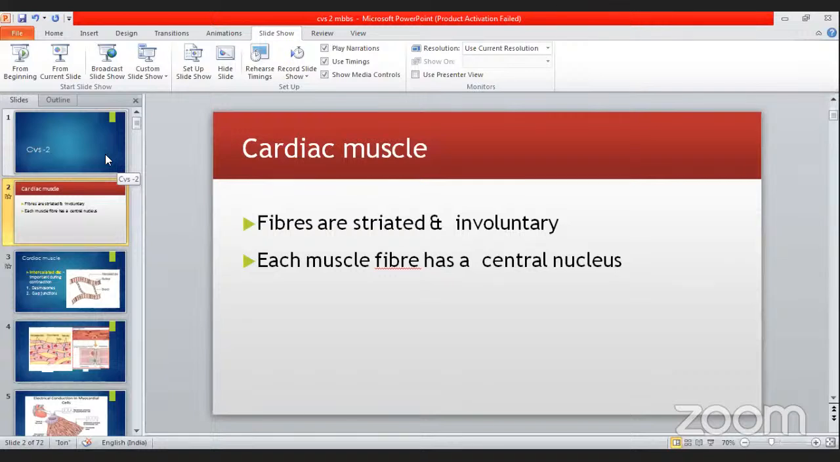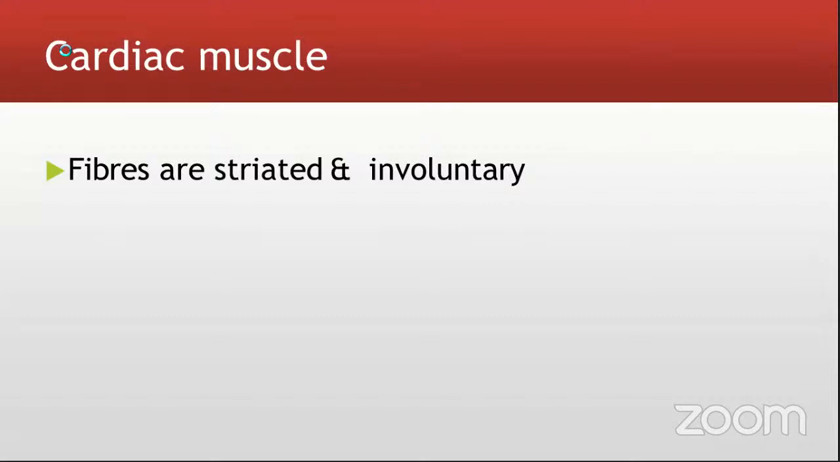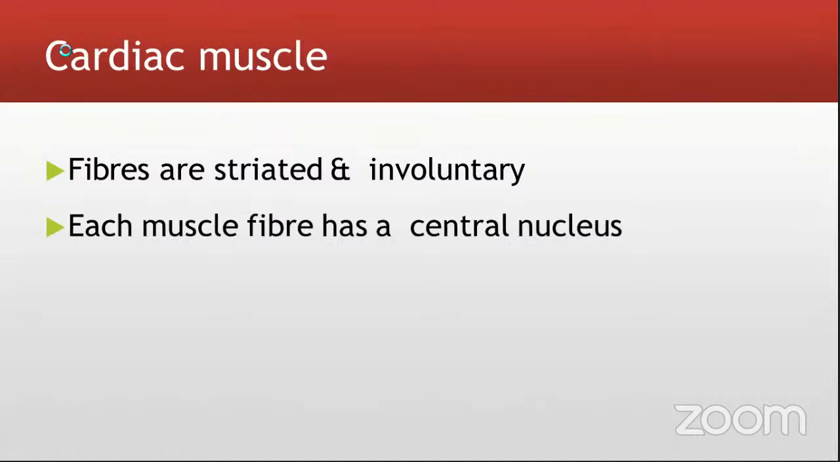So today's class is on cardiac muscle. The majority of the details about the cardiac muscle you have studied along with nerve muscle physiology, so we will go into the details needed in the cardiovascular system only. Cardiac muscle fibers are striated, the muscle is involuntary, and each muscle fiber has a central nucleus.